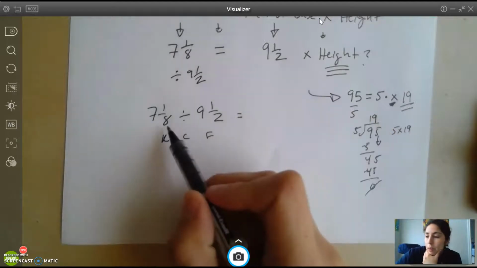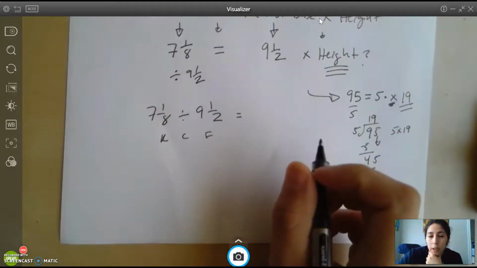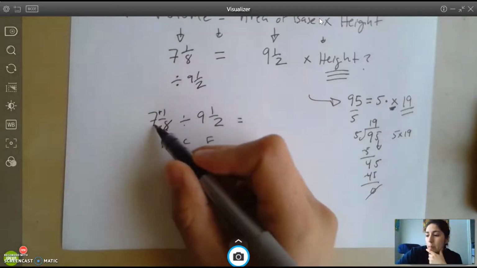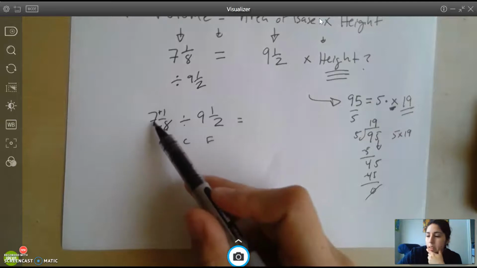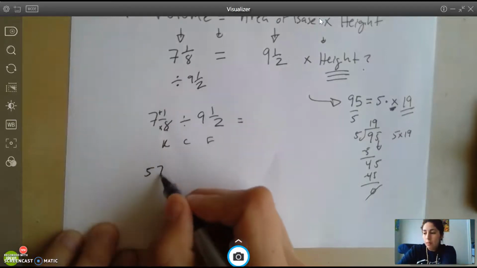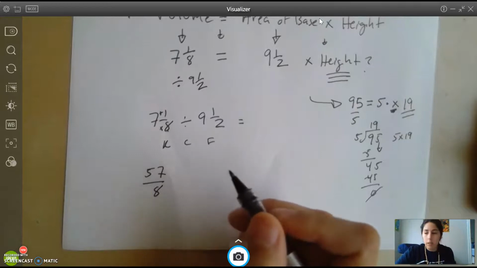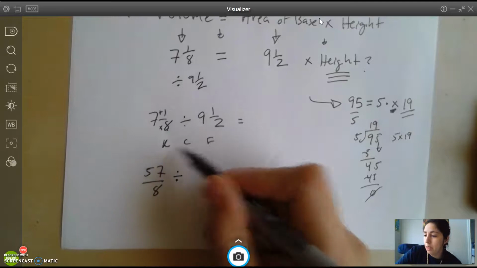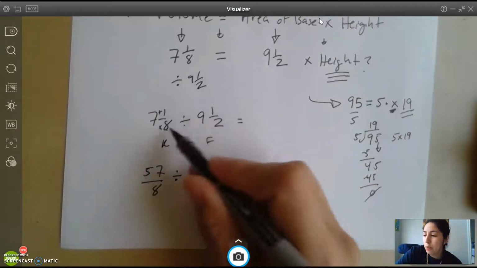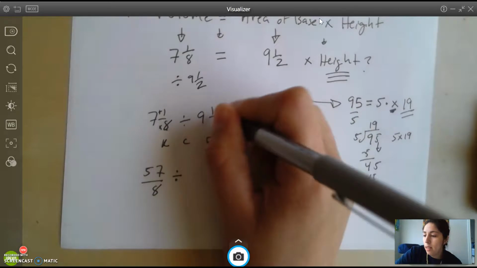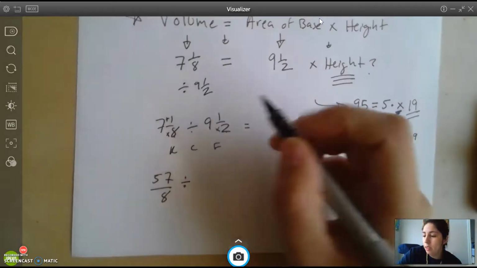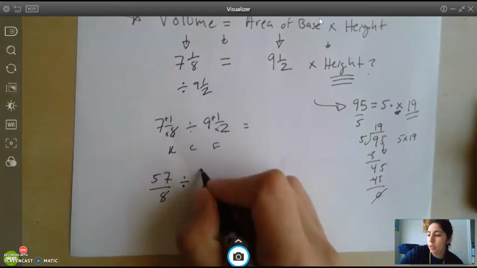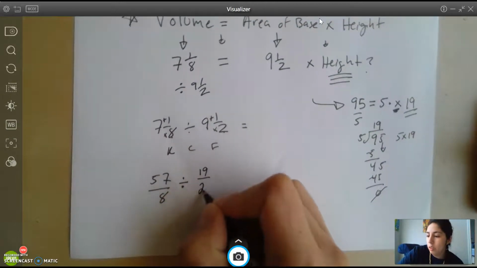All right, however, my mixed numbers will have to get turned to improper. To do that, multiply denominator times the whole number, add the numerator. 8 times 7, 56, plus 1, 57. Bring down the same denominator. I'm going to bring it down as it is right now because I'm not doing my keep, change, flip yet. Changing my mixed numbers into improper, 9.5. Multiply denominator times whole number, add the numerator. 9 times 2 equals 18, plus 1 equals 19. So that's 19 over, keep the same denominator.